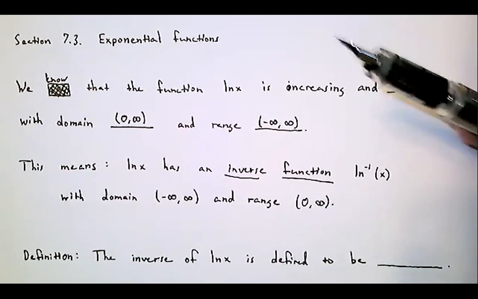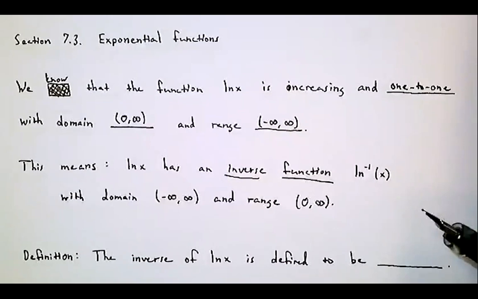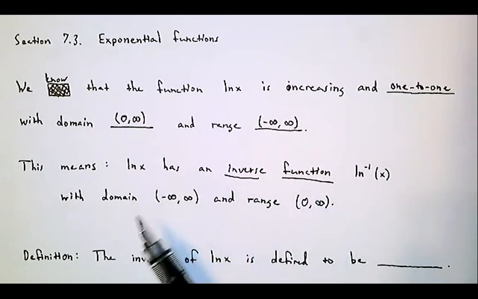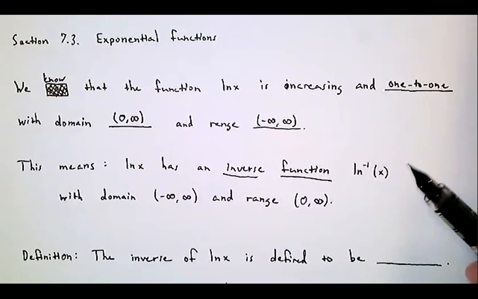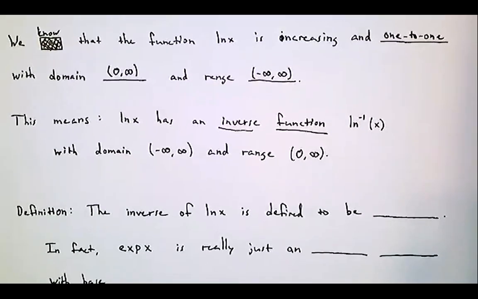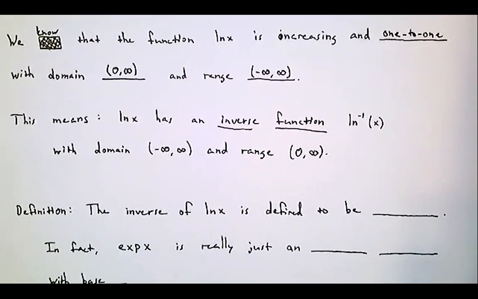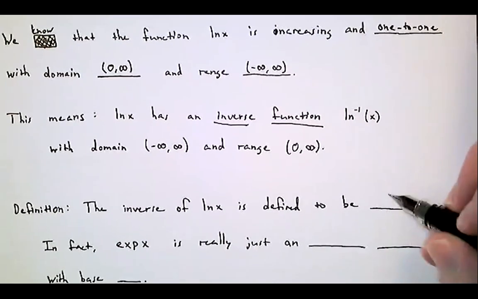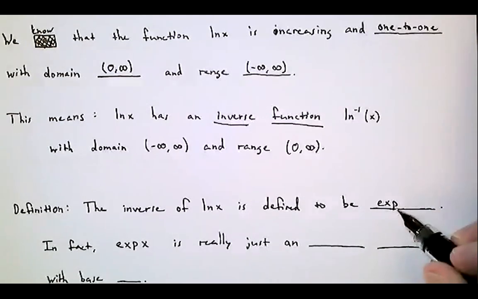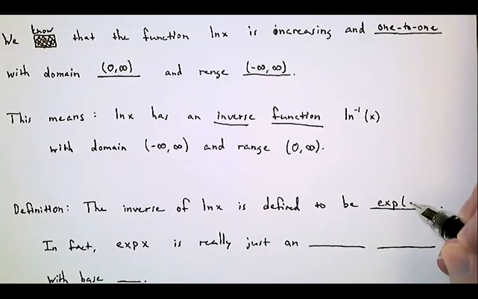Okay, so we know, based on our work in the previous section, that the natural log has some sort of inverse function, and we know its domain and range. So this notation is kind of clunky, adding the -1 every time. So instead of writing it that way, we're going to give it a new name. The inverse of the natural log is defined to be this function. So it's exp of x.